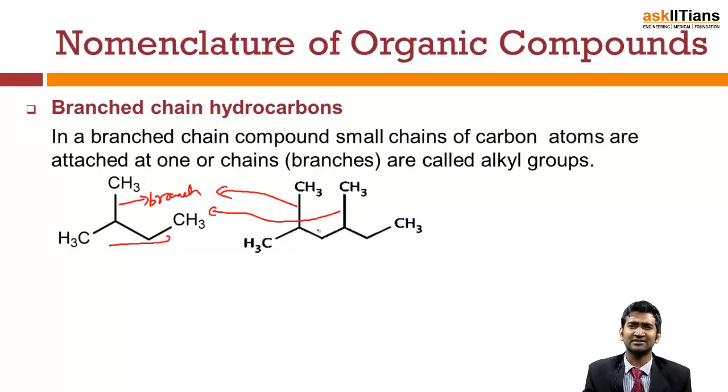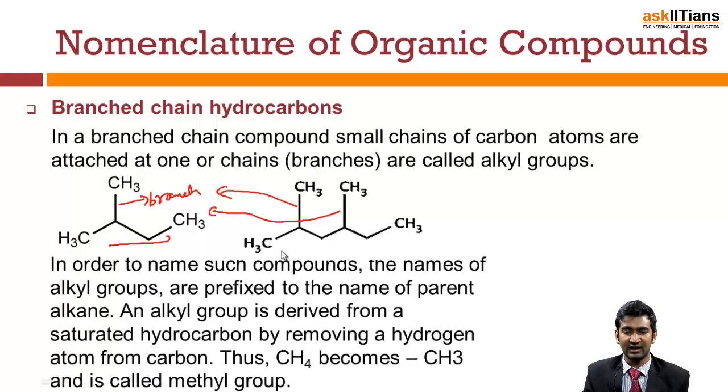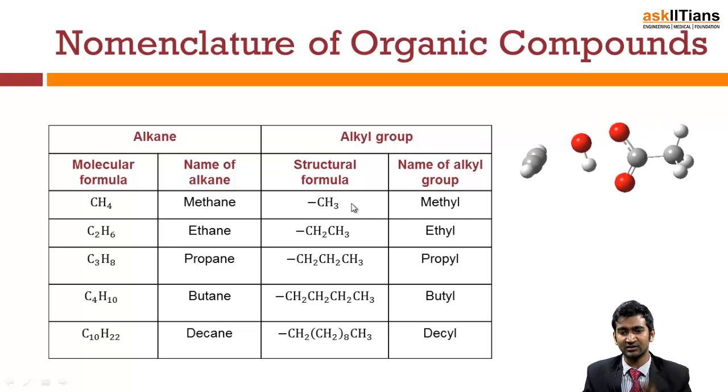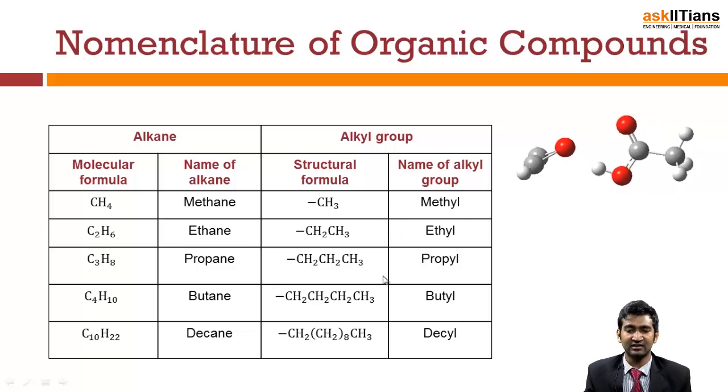So how do I name it? For naming of this kind, we have to number it. 1, 2, 3, 4, we will number it, and then we will decide that, okay, this is my IUPAC name. If your CH3 is attached to it as the branch, it will be methyl. Then if C2H5, then ethyl. C3H7, then propyl, butyl, decyl, like that.